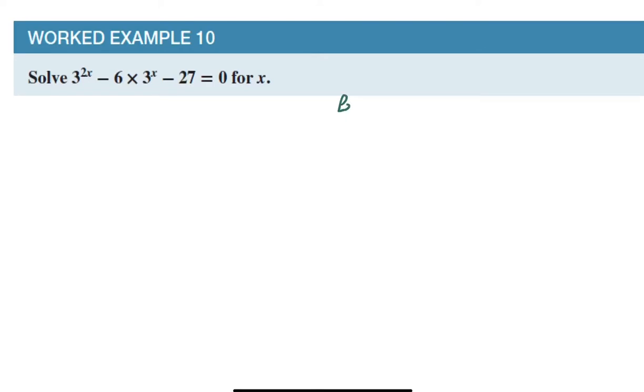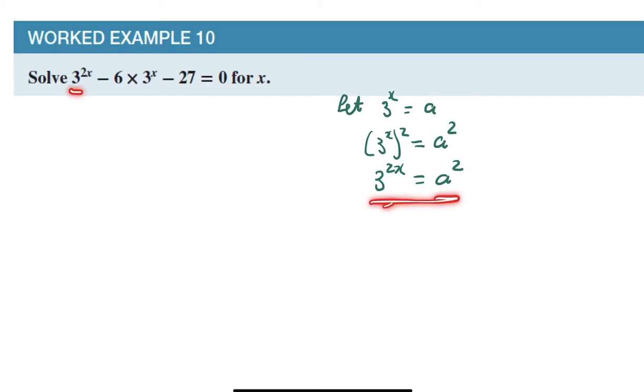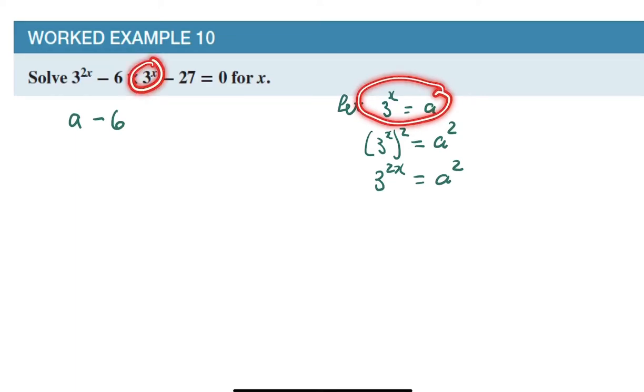Let 3 to the power x equal a. Then if I square both sides, that will be 3 to the power 2x equals a squared. I'm going to substitute this in there. So 3 to the power 2x is the same as a squared, and minus 6 times 3 to the power x, which is a, so I can change that to a. Minus 6a minus 27 equals 0. And I can solve my quadratic.